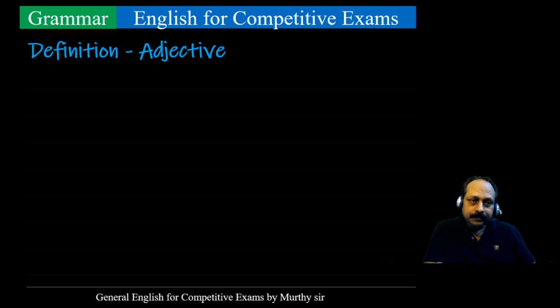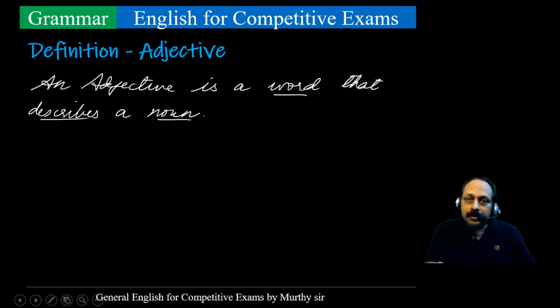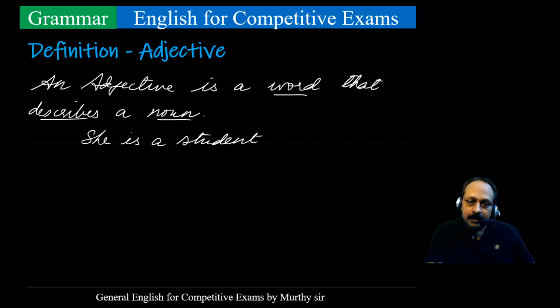What is an adjective? An adjective is a word that describes a noun. It is a describing word. Then you should ask the question, what does it describe? It describes a noun. For example, she is a student. In this sentence, we have one noun. What is that? Student. But there is no word to describe what sort of a student.